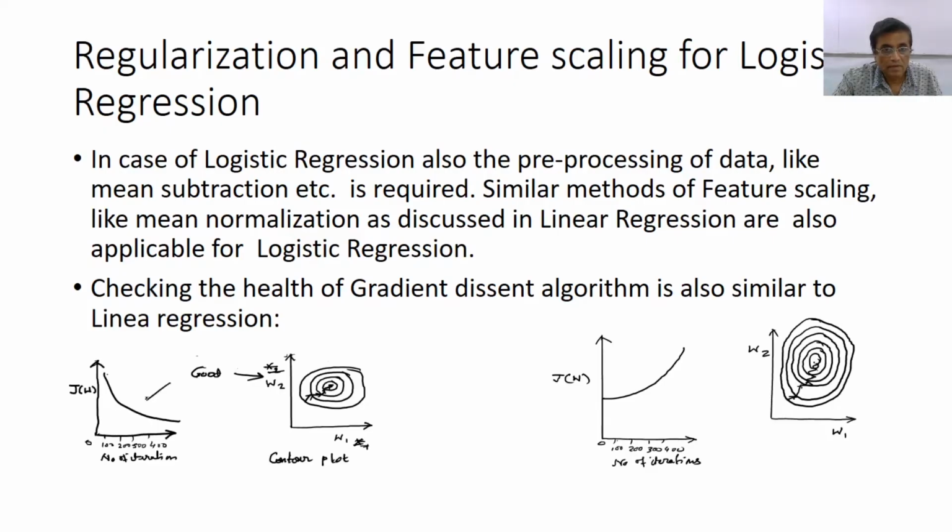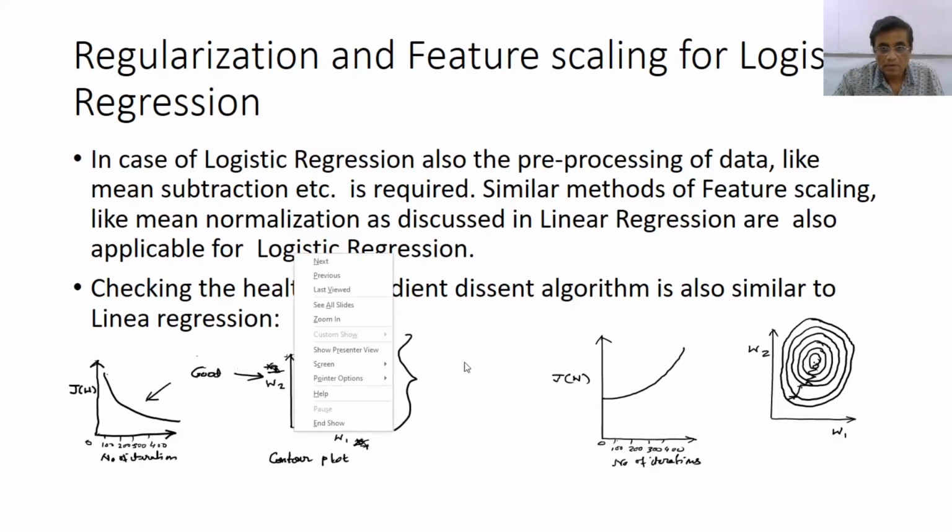And here if you can see, sorry, these are not x, these are parameters W1, W2. So this is a contour plot. If the contour plot is almost circular, then that's a great thing. And it will be circular if you do the feature scaling properly. So this is good, right? Okay. So these are good and these are bad.